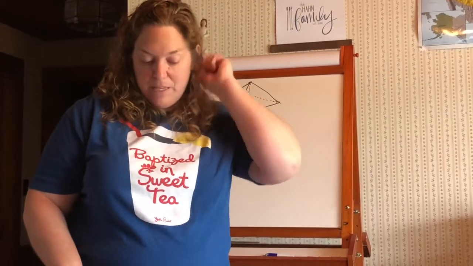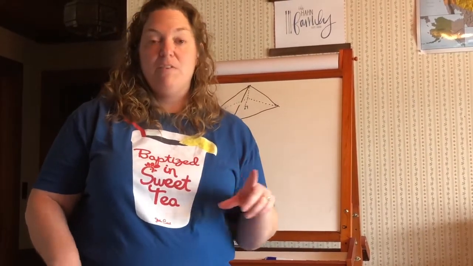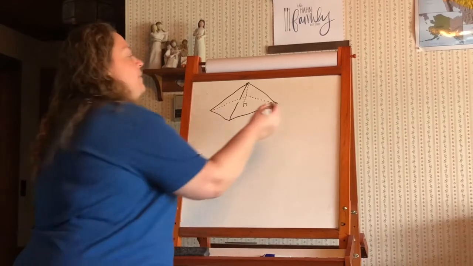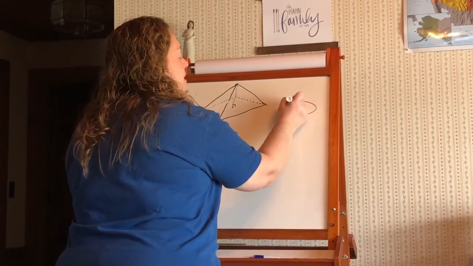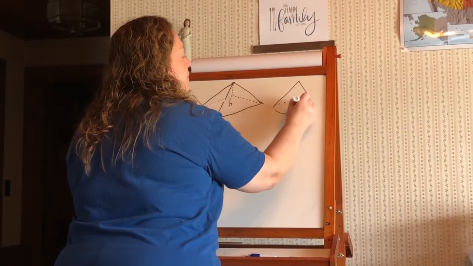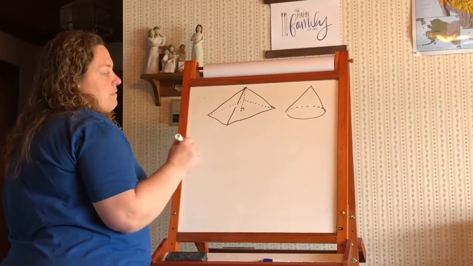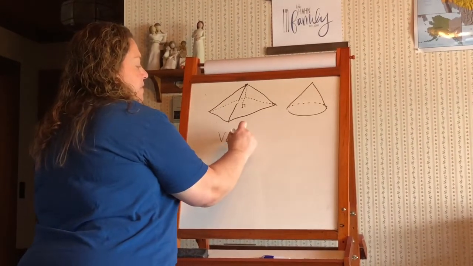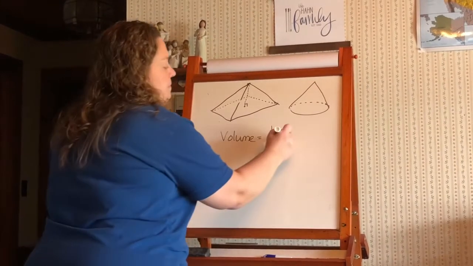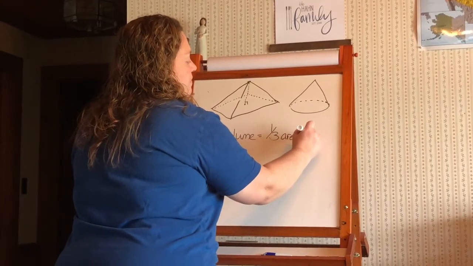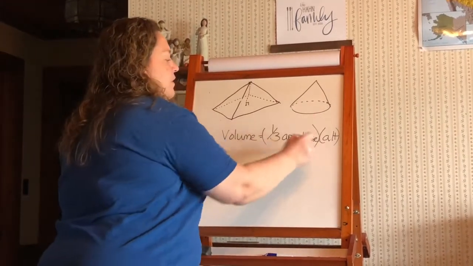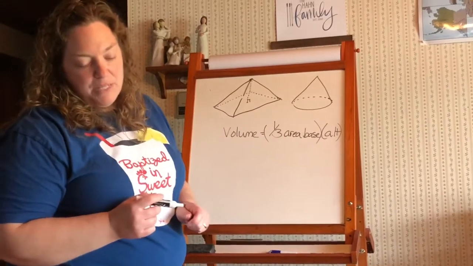your geometry unit. The good thing is that the formula for the area of a pyramid and the formula for the area of a cone are the same. Remember, a cone is a circular base whose sides come up to a point. Okay? So the formula for the volume of both of these is 1/3 the area of the base times the altitude. 1/3 the area of the base times the altitude.